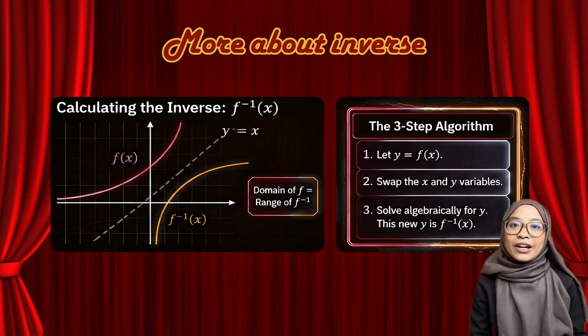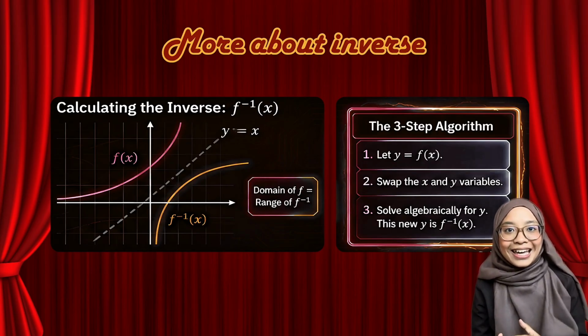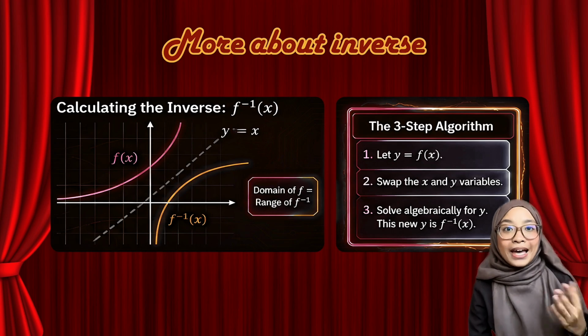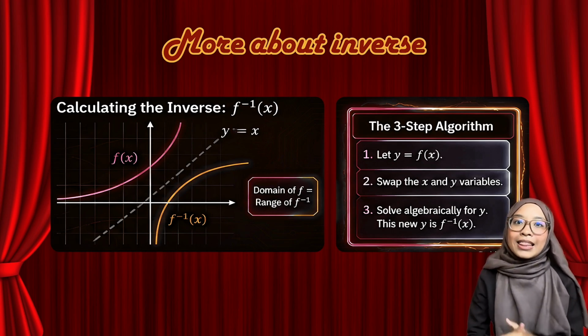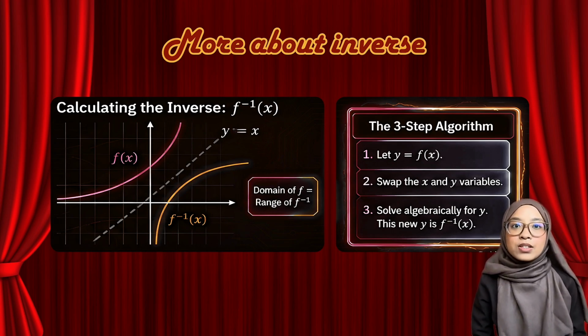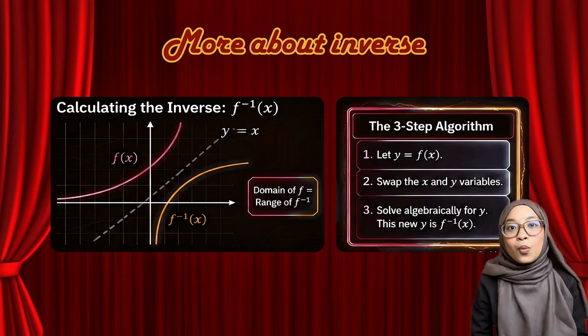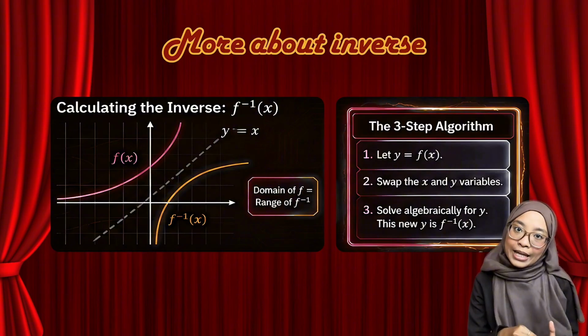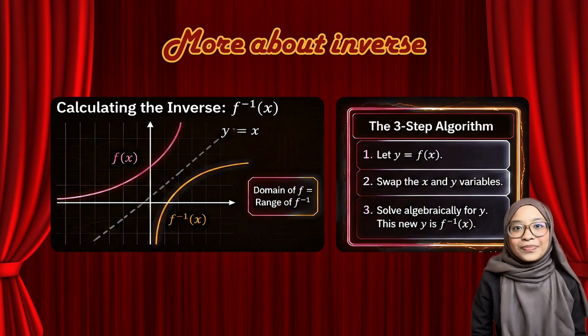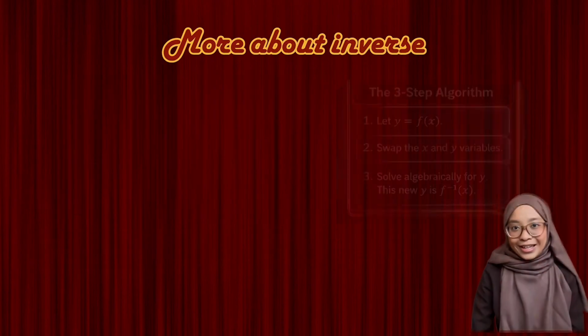Set y equals f(x) to write it as an equation. Swap x and y variables. This mirrors our reflection across y equals x. Then, solve algebraically for y. The isolated y is your final inverse function, f inverse of x.